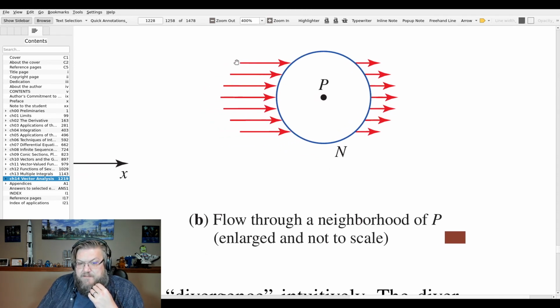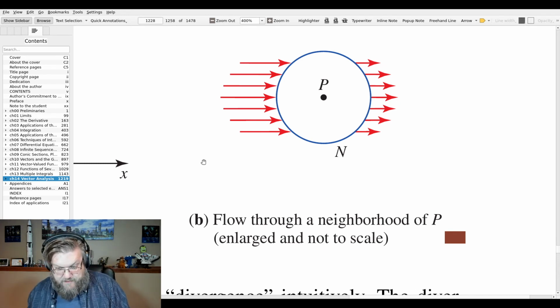So take a look here. A flow is going to go in, but because this is further to the right, and I know in this field as I go further to the right, the flow is reduced, the magnitude is reduced, there's more coming in than going out. There's more coming in than going out. That is called a negative divergence. More flow in than out. That's a negative divergence.